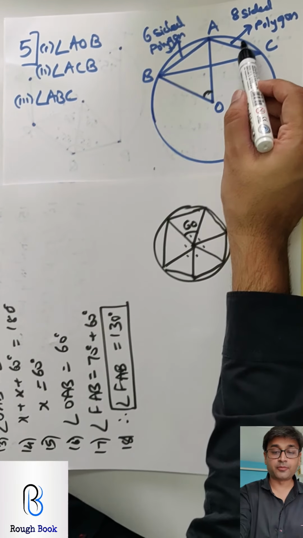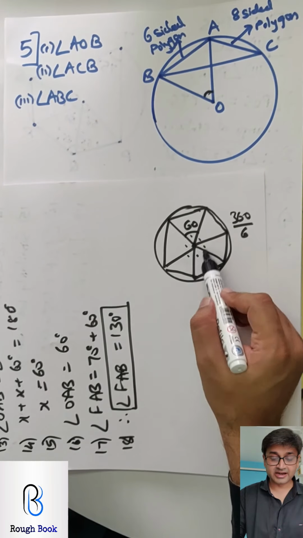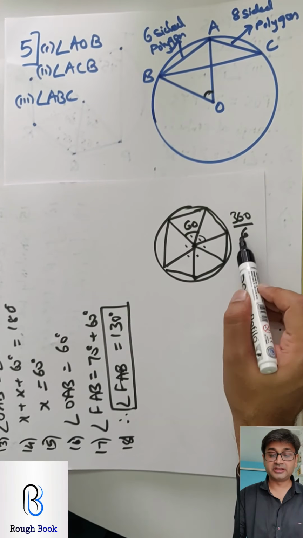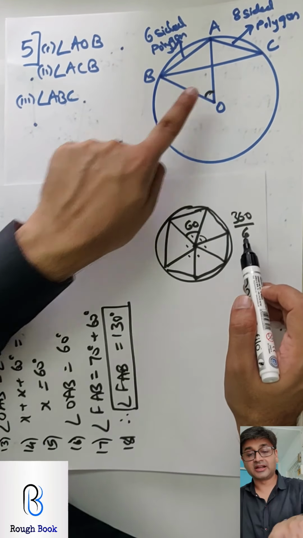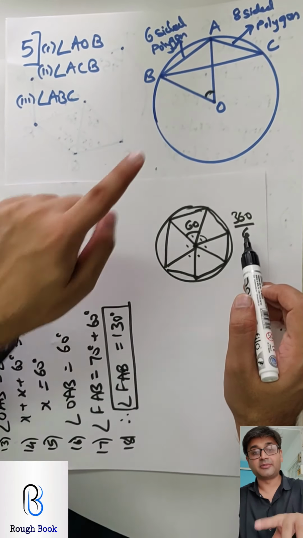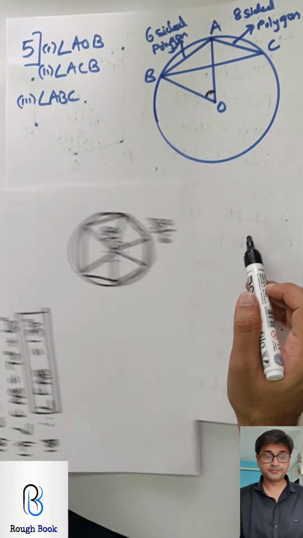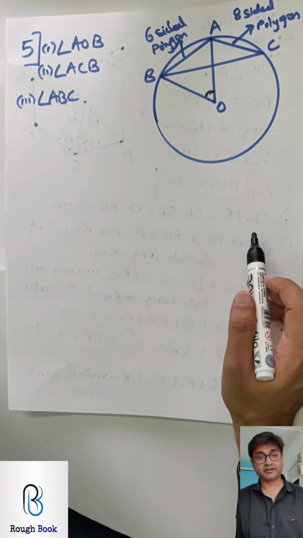So if it is an 8-sided polygon, that means 8 sides, 8 angles. So each angle will be 360 divided by 8. So whatever the number of sides, the central angle will be 360 divided by that many number of sides. Clear? So let's take sum number 5.